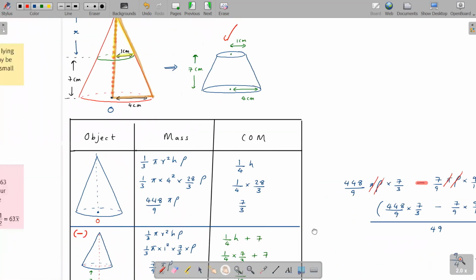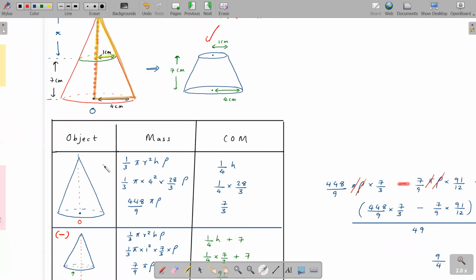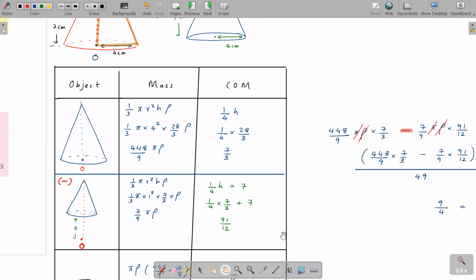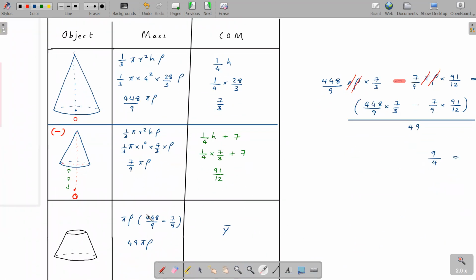So from the large cone, I'm removing. You can see I have used a subtraction sign. Now just don't go through all the working, I'll explain the working. So from the large cone, you remove the smaller cone and you get the frustum. Is this clear? So that's what I want you to understand first.